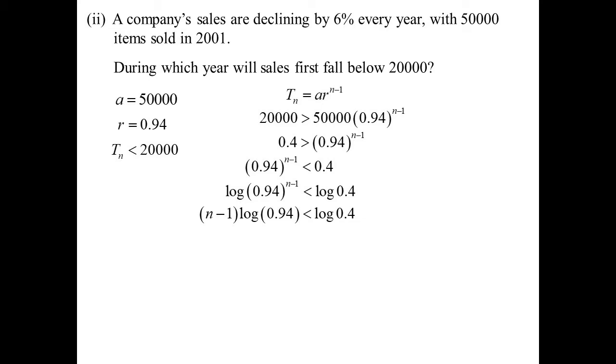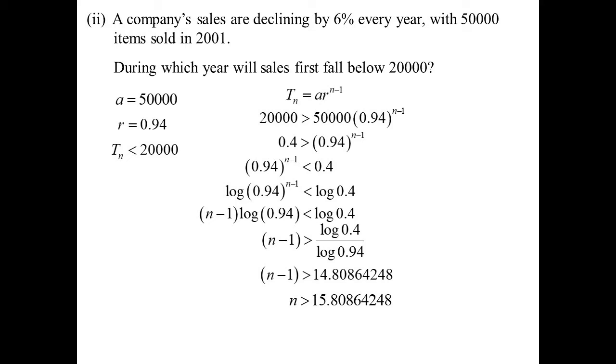Log both sides, n minus 1 can come to the front, divide by log 0.94, but remember, a log of a number smaller than 1 is a negative number. So we're actually dividing by a negative number when we divide by log of 0.94. And as we say, when you change the sign, you change the sign. So n minus 1 will be greater than log of 0.4 on log of 0.94. So we eventually get n is greater than 15.8. So when is the first whole number bigger than that?